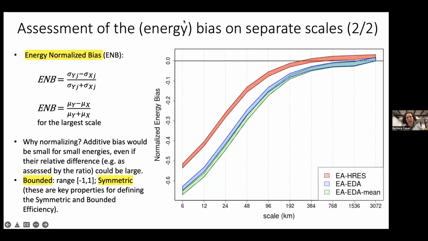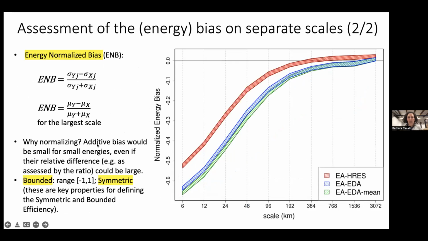So then I compare the energies of my products with the normalized bias. The energy normalized bias is the classic bias. Suppose Y denotes the forecast and X the observations, I take the difference, but I normalize it by their sum. Why do I want to normalize it?